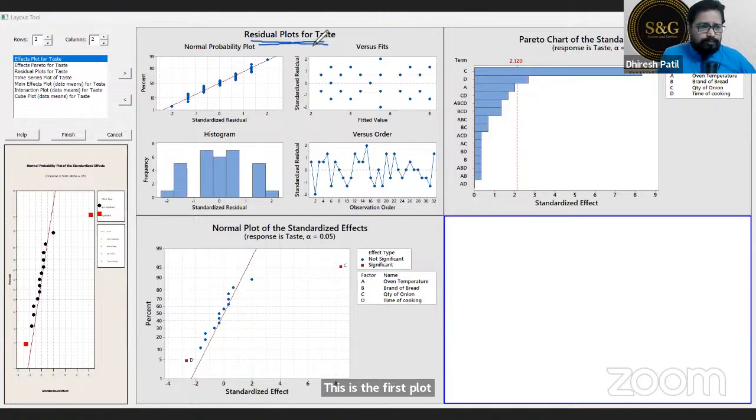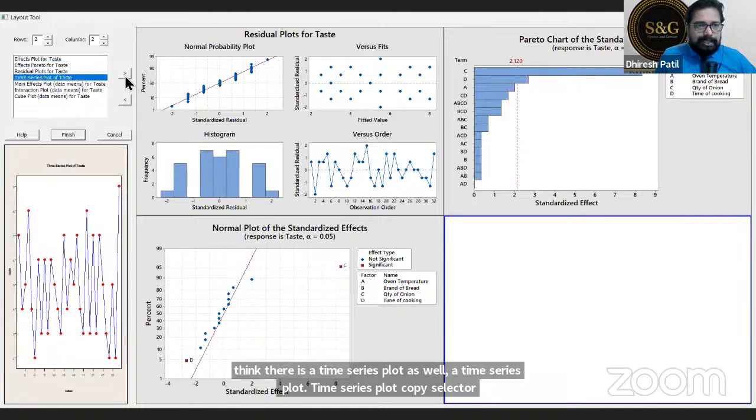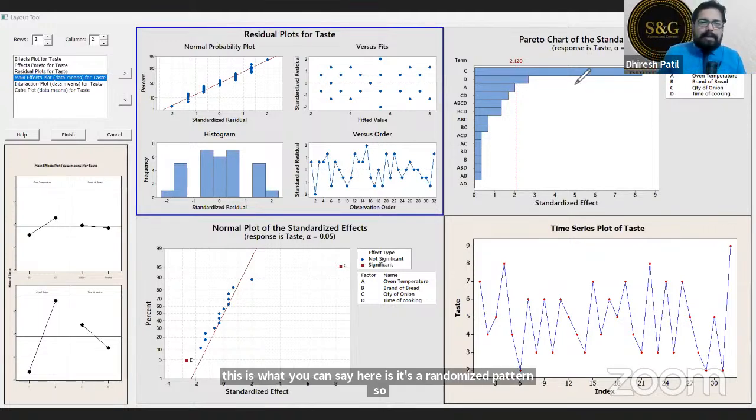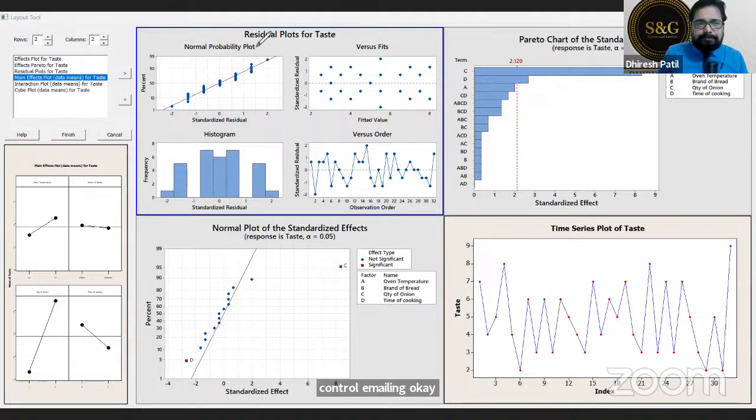Okay. I think there is a time series plot as well. Time series plot, select the time series plot also. If you have got the time series plot, let us select that once too. Just take it over here. So what is visible in the time series plot? Time series plot. So what you can say here is it's a randomized pattern. Because it is randomized, we will not see much in the time series. Okay. Now let's come to this residual plot itself.